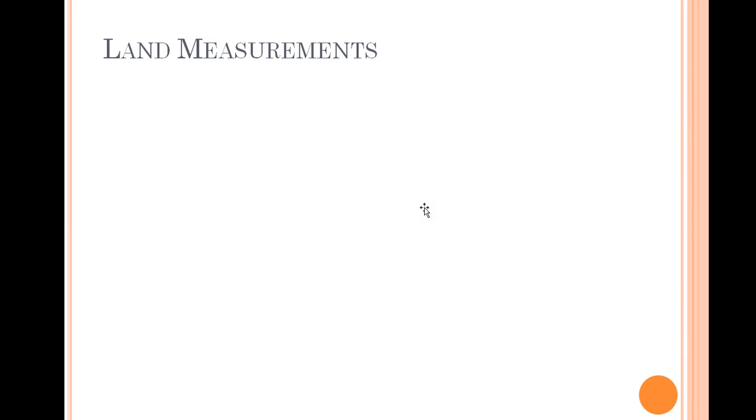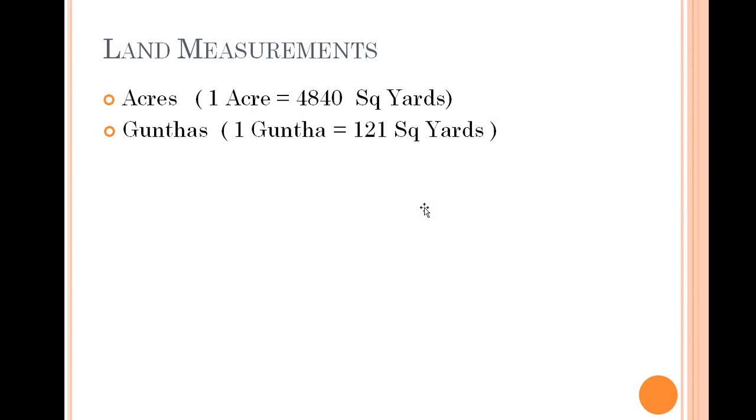And while purchasing a land, the next important thing is land measurements. So you need to measure your lands. The lands are measured basically in acres. 1 acre is equal to 4840 square yards. Now the question is, what is a square yard, right? So next comes the guntas. 1 gunta is equal to 121 square yards.